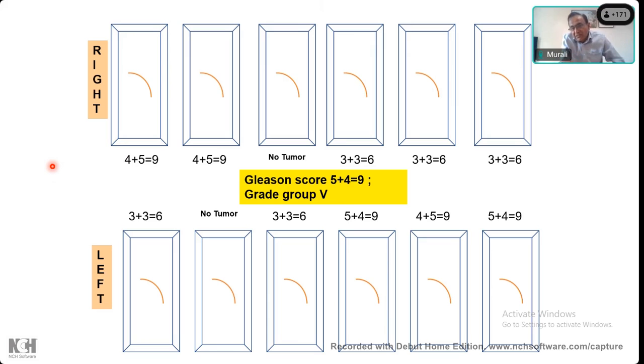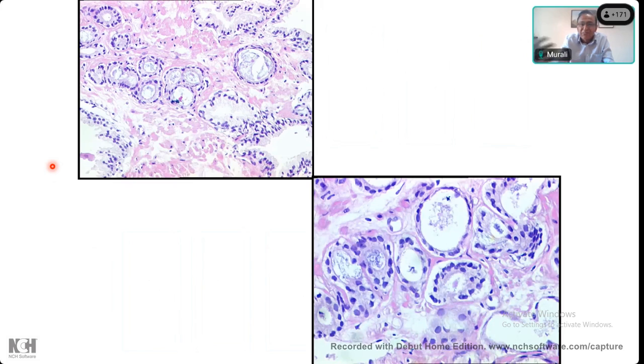Suppose, let me give you an example. You've got a lot of cores with 3 plus 4 equals 7, and one core has only pattern 4, which is morphologically identical to the pattern 4 in the 3 plus 4. So that patient almost likely has a 3 plus 4 tumor where one core just happened to hit only the pattern 4. If you label that as 4 plus 4, you're almost certainly going to overtreat the patient. So at the very least, if you're going to give a separate score like this, that's fine, but in those cases do add a comment that this might not be representative. Otherwise, you will end up overgrading.